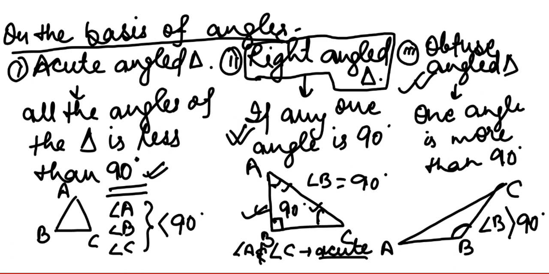Now this is in the case of a right angle triangle. And students, in the case of an obtuse angle triangle as well, only one angle will be more than 90 degrees. No triangle can be formed with two or three angles more than 90 degrees. Therefore, only one angle of a triangle can have more than 90 degrees, and that type of triangle is known as an obtuse angled triangle. Therefore, here also angle A and angle C will be acute angles.